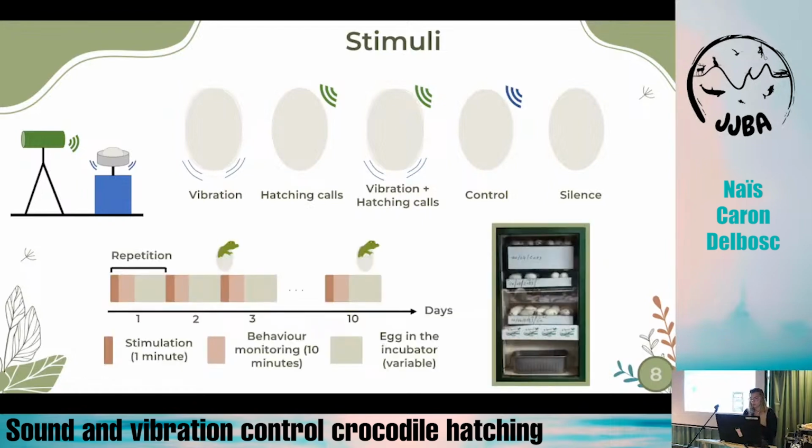So this is the experimental timeline. Each egg is stimulated with always the same stimulation once a day, and is carefully transported to the experiment room, then fixed to the support. We systematically waited 5 minutes before sending the stimulation. Then the stimulation was applied for 1 minute, followed by a 10-minute observation period. And then the egg was returned to the incubator.